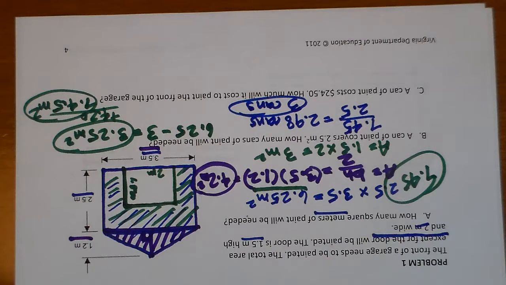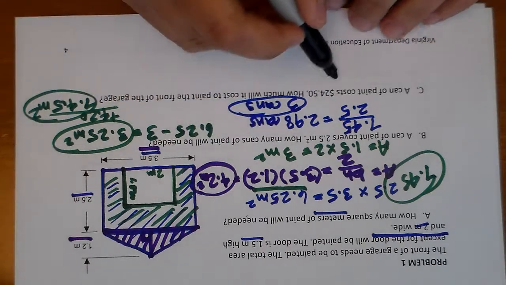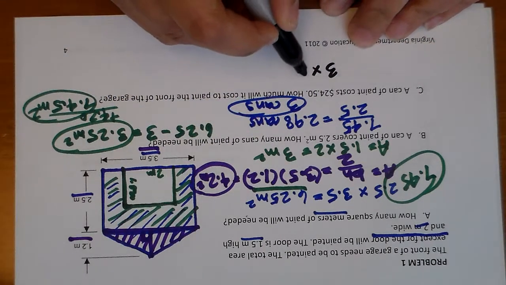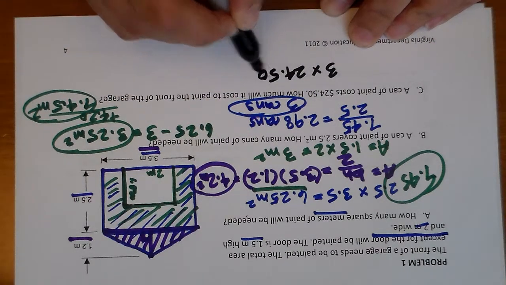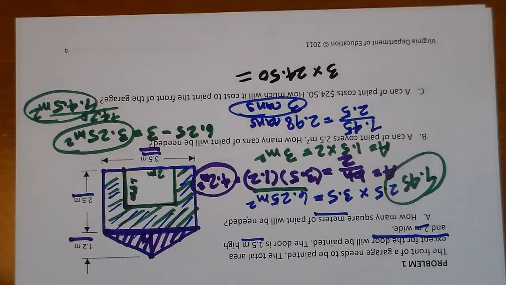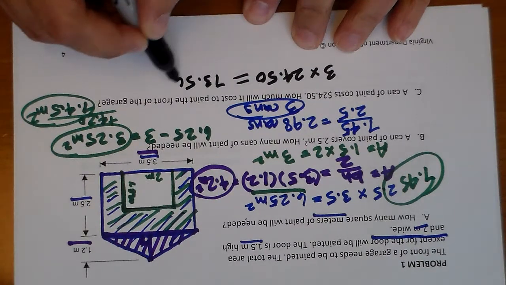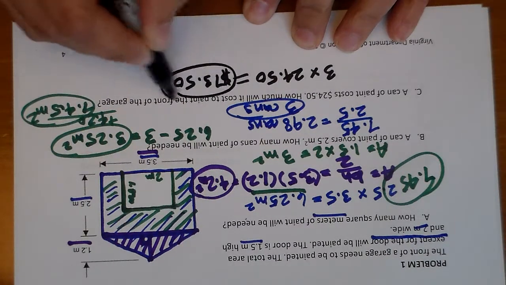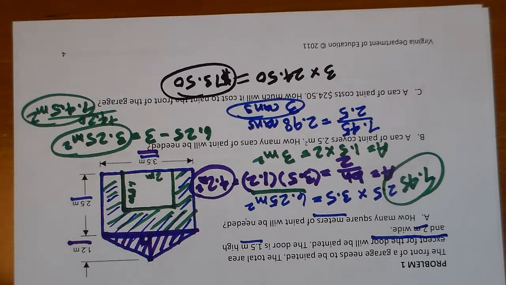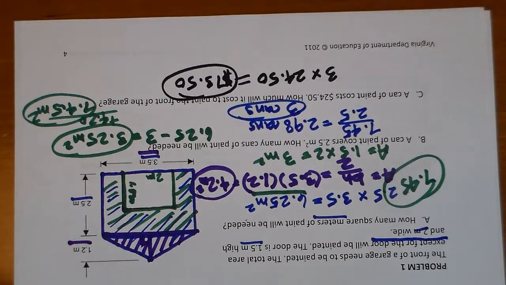If a can of paint costs $24.50, how much will it cost to paint the garage? Well, remember, you need 3 cans. So we're going to need 3 cans at $24.50 apiece. So we'll have $24.50 times 3 cans, and that's going to be $73.50 that it's going to cost to paint the garage. And that's how you can do an application of the composite figures.